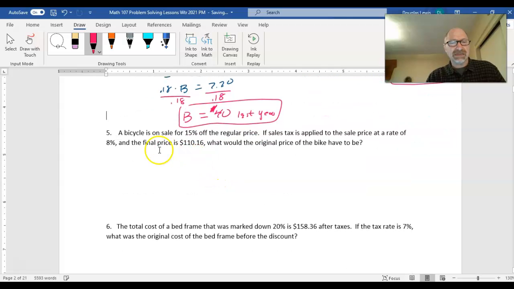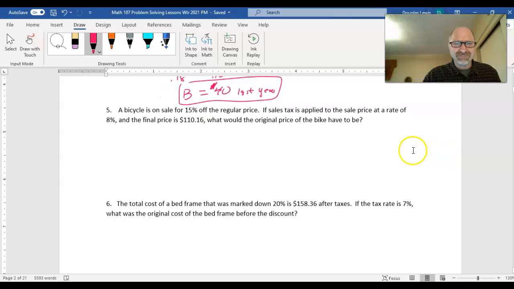Okay, so a bicycle is on sale for 15% off the regular price. If sales tax is applied to the sale price at a rate of 8% and the final price is $110.16, what would the original price of the bike have to be? Well, this is a little trickier problem. When a bicycle's on sale for 15% off the regular price, notice it didn't tell me the original price, and it actually doesn't tell us the price after the sale.